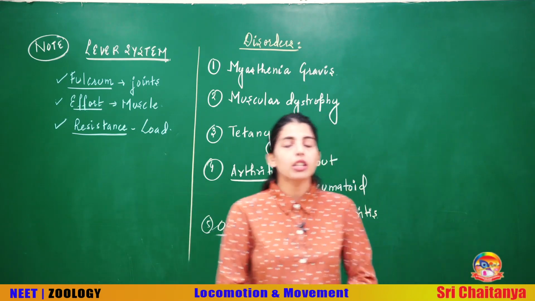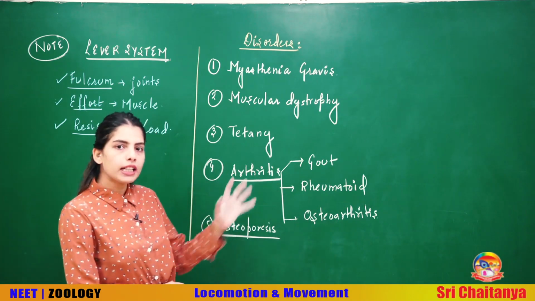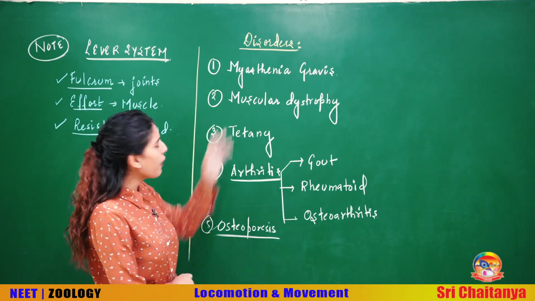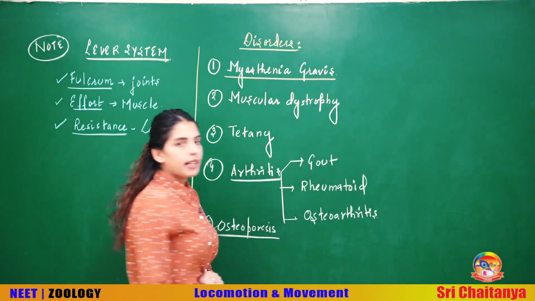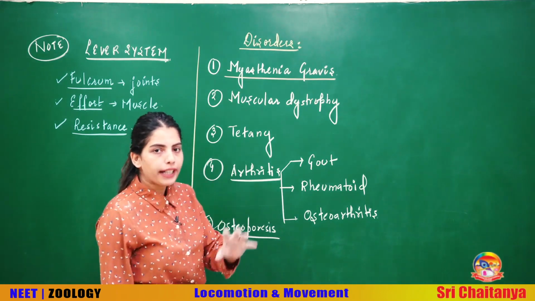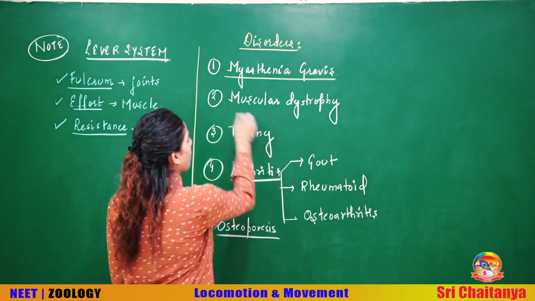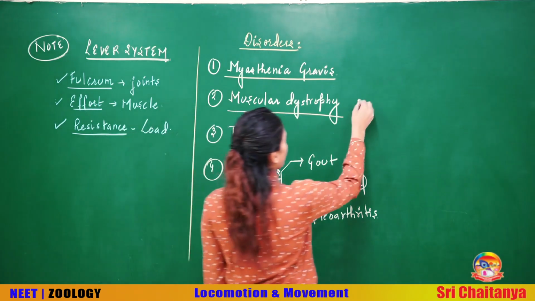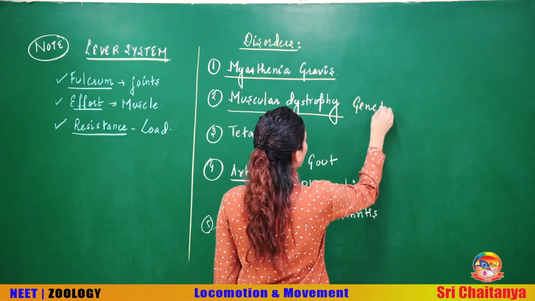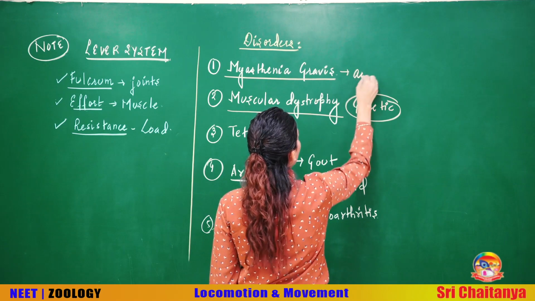Now talking about the last part of this chapter, which is the disorders. Now talking about all the disorders one by one. The very first disorder that I have written is myasthenia gravis. Remember, an important point is what is an autoimmune disease and what is a genetic disease. Compare these two. Whenever you are saying muscular dystrophy, that is a genetic disorder, and when you are saying myasthenia gravis, that is an autoimmune disease.